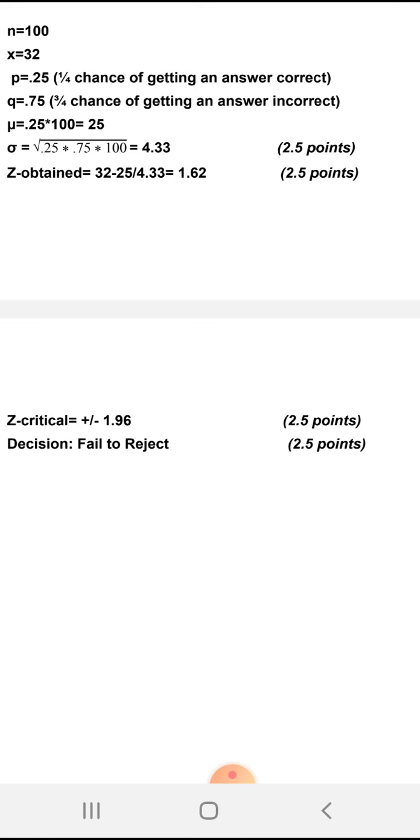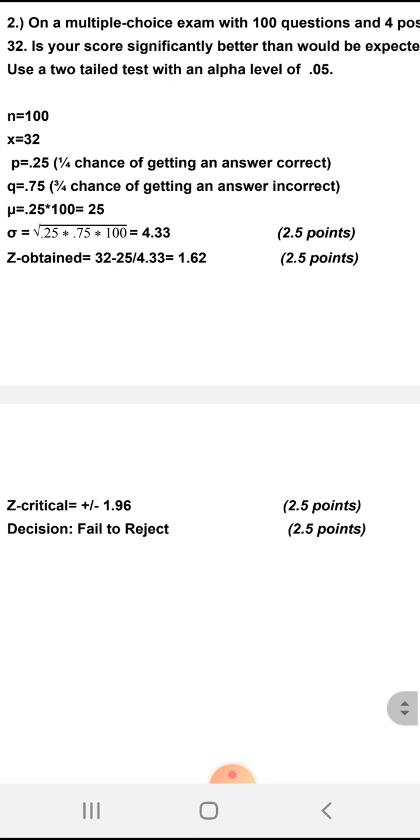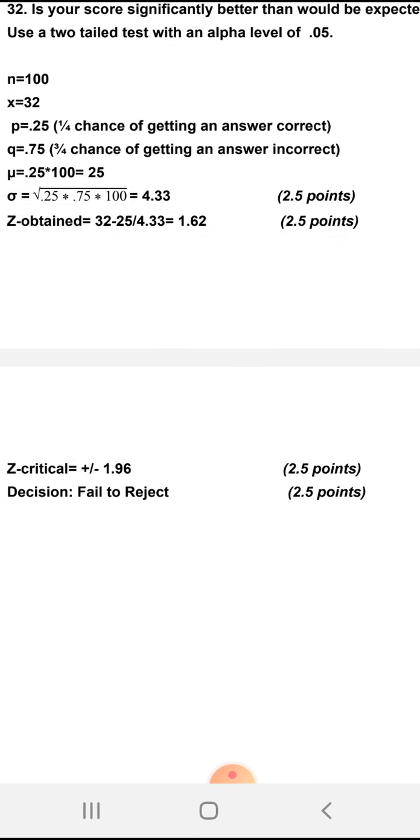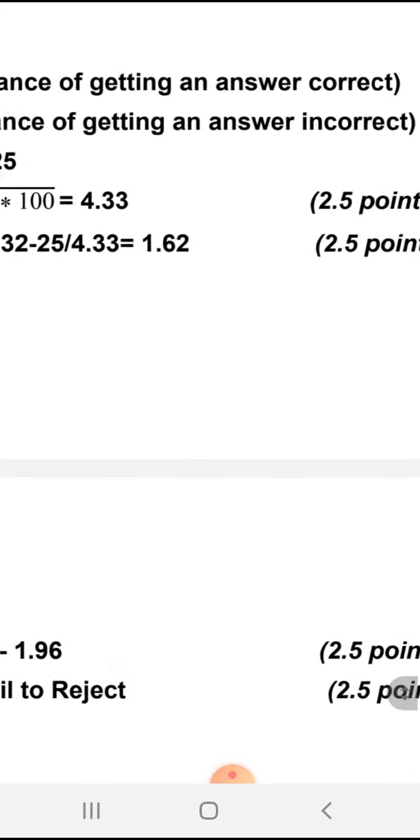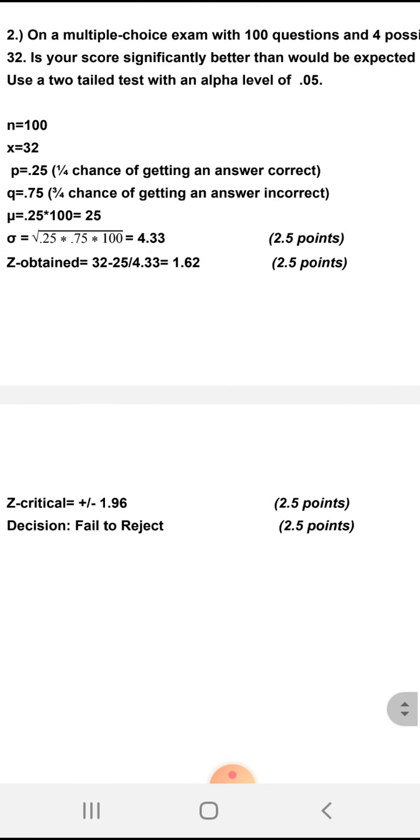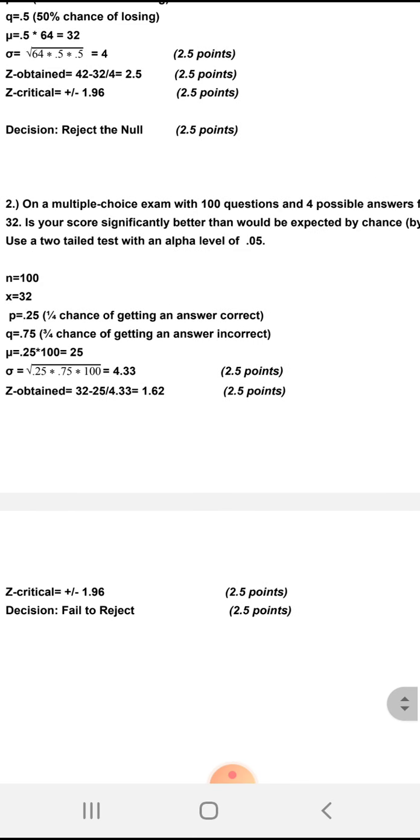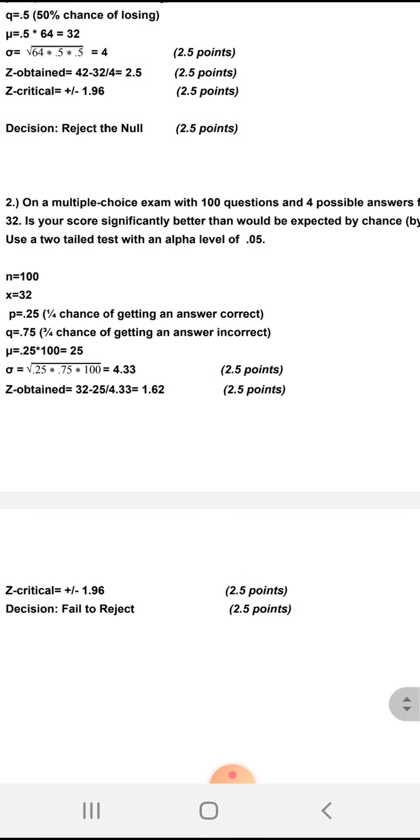And the z critical here, again, there's only two possible z criticals. I'll say it again. It's plus or minus 1.96 for 0.05 and plus or minus 2.58 for 0.01. So we look at our z obtained. It's 1.62. That's smaller than 1.96. So we fail to reject. And, conceptually, we could just say that our score is not significantly better than what would be expected by chance.